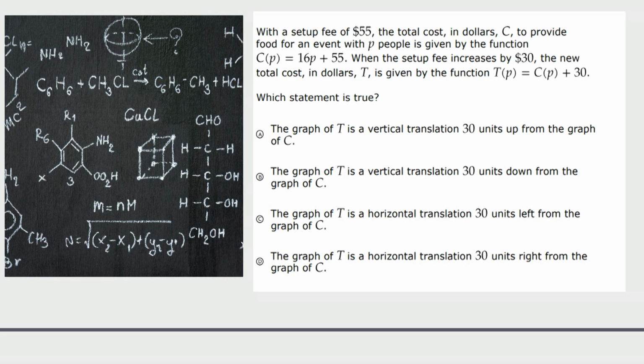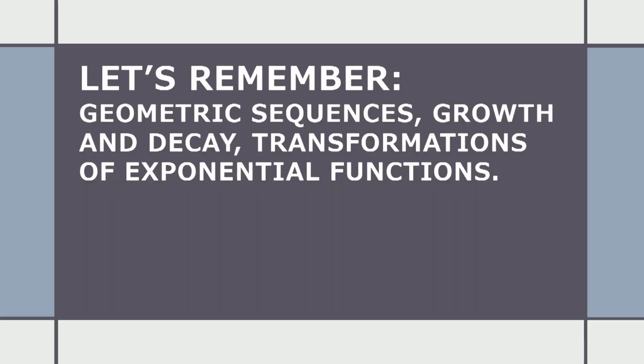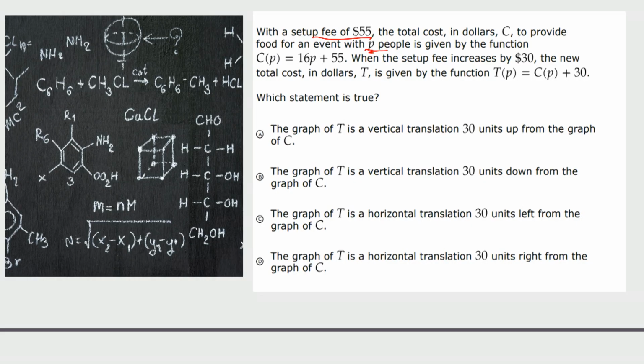Okay, so we see that we had our initial fee of $55, and we had P number of people. So this was our first part. When the setup fee increased to $30, it increased by $30. So not only is it 55, but now it increased by 30. So my setup fee is now $85.